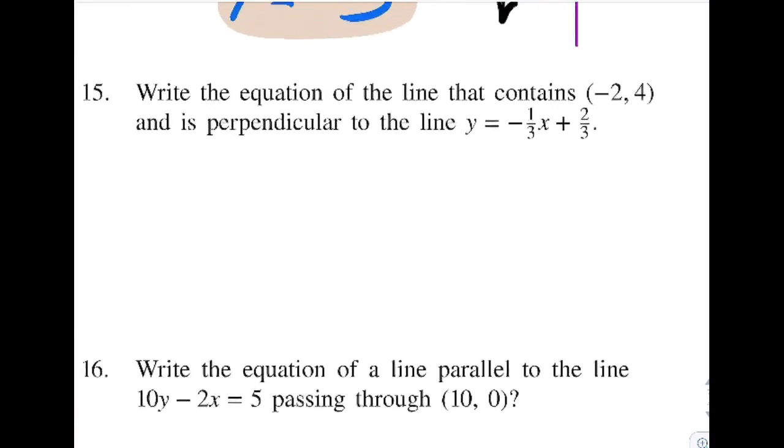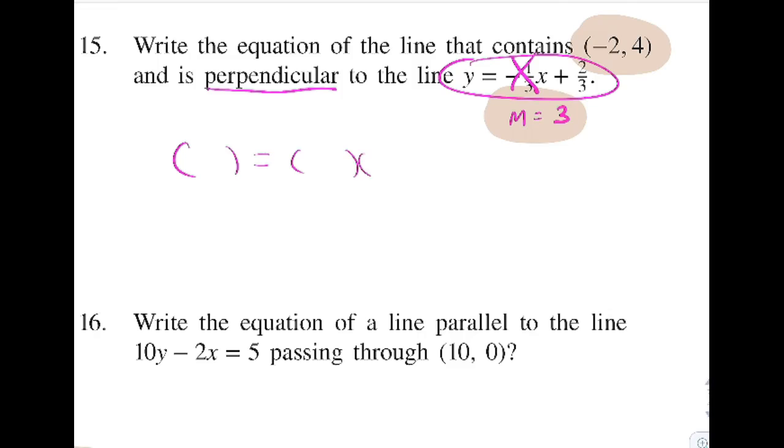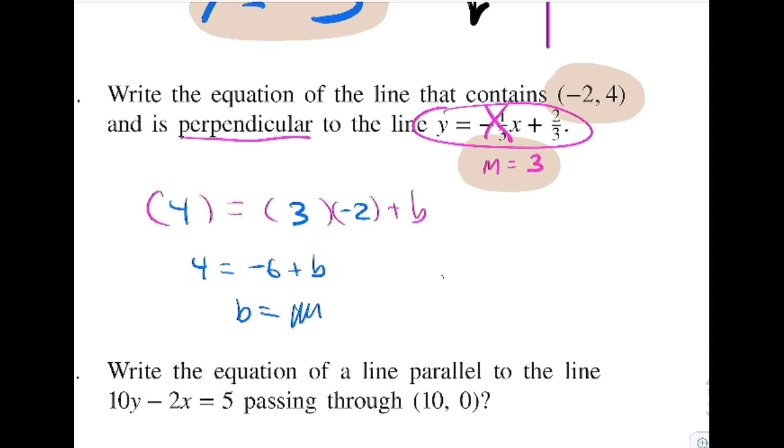Number 15, we want perpendicular to this line. So we don't want the slope -1/3. We want the slope of +3 over 1, or just 3. And there's my x, y they give me. So y equals mx plus b. The perpendicular slope is 3. My x is -2. My y is 4. Add 6 back to both sides. b is 10. So the answer is going to be y equals 3x plus 10.